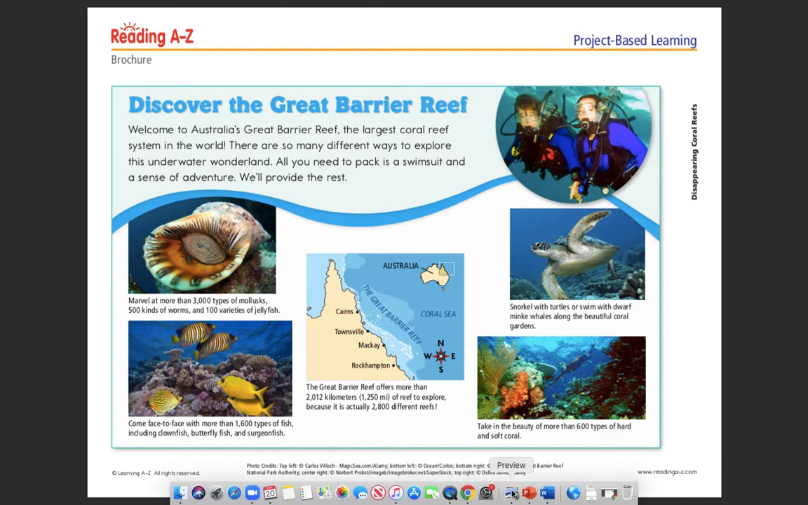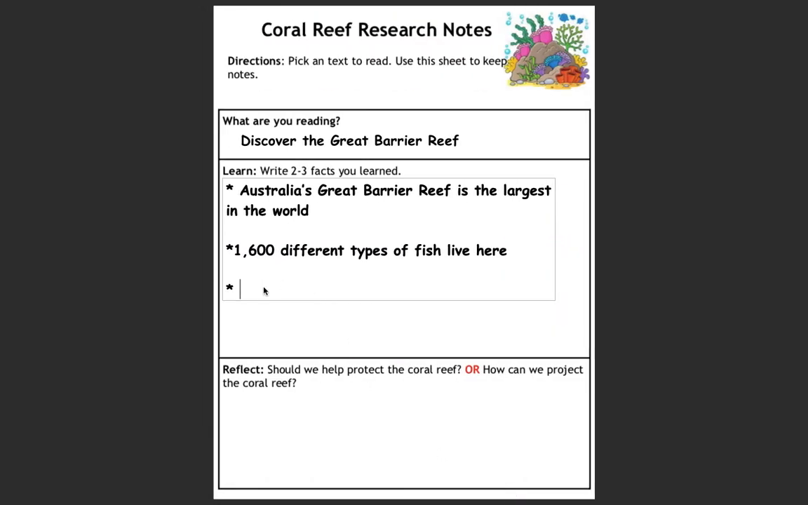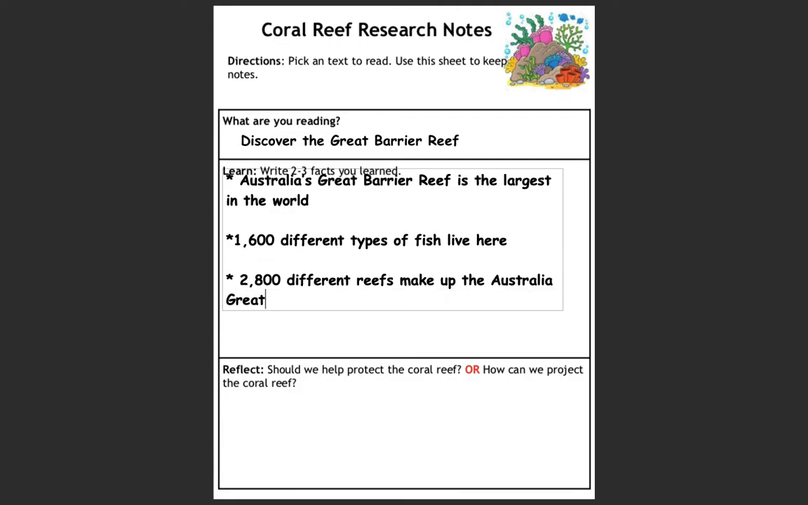2,800. Let's remember that. I kind of wish I had my notebook out right now to do this. 2,800 different reefs make up the Australia. Okay, got it that time. The Australia Great Barrier Reef.